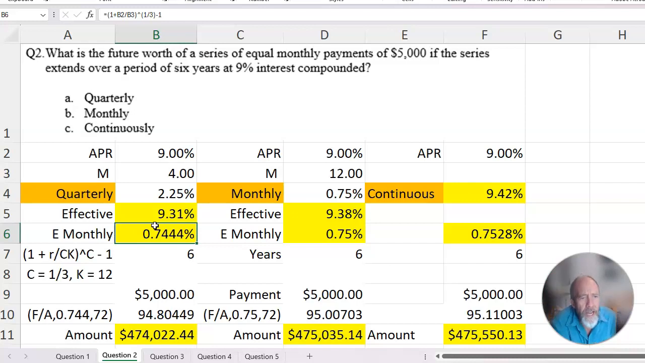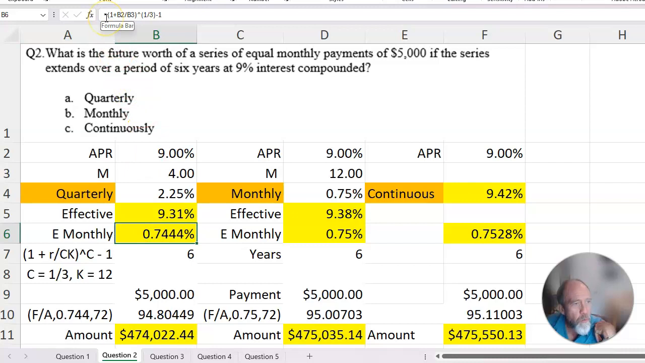This is one you probably would want to calculate because you are compounding on a quarterly basis, so you really only care about it on a quarterly basis, but you want to see what you're actually getting effectively every single month. That's the full equation, 1 plus R over CK, up to the C power, minus 1. Here, C is the number of interest periods per payment period. The payment period is monthly, and the interest period is quarterly, which means there are 3 months in there. So C is actually 1 over 3. And K is the number of payment periods per year. Well, that's 12.